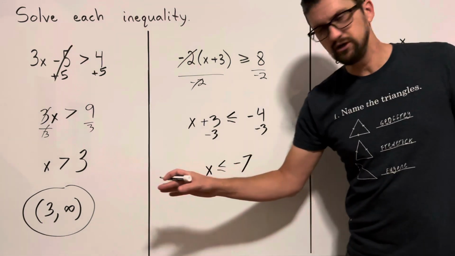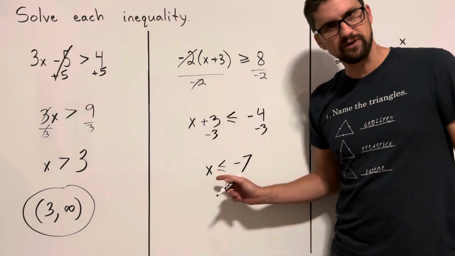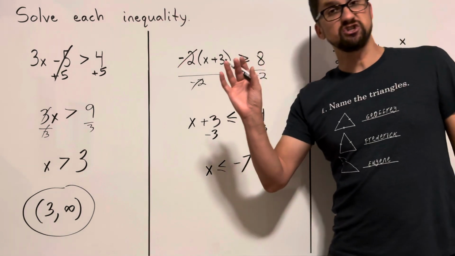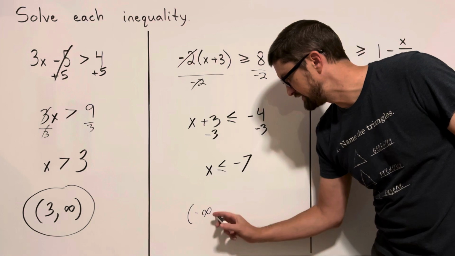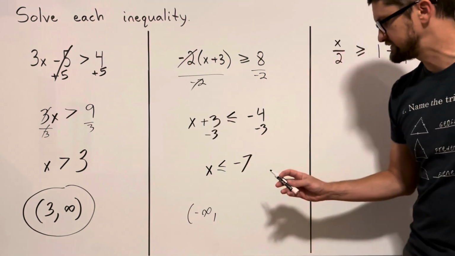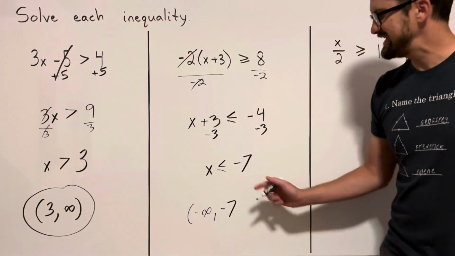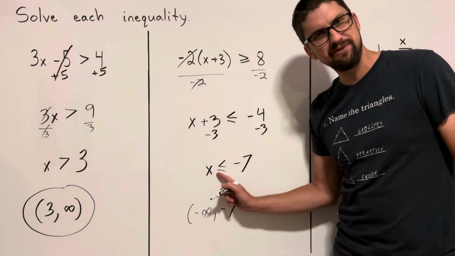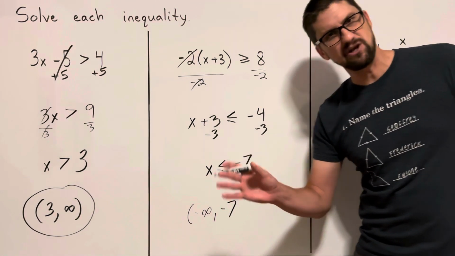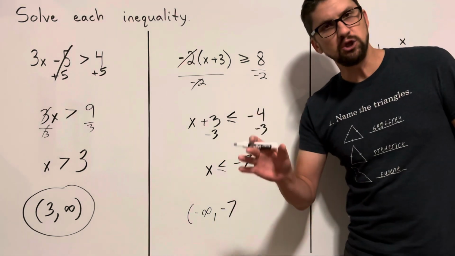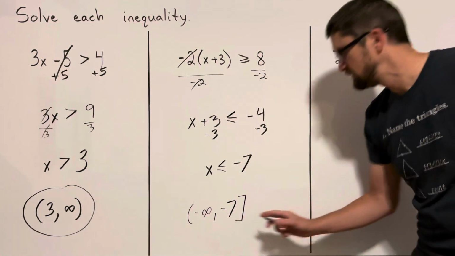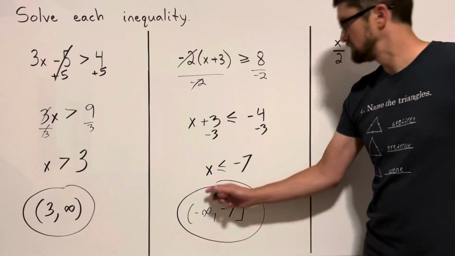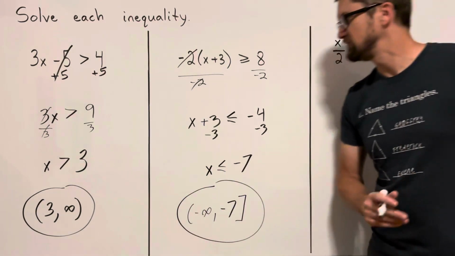Now interval notation here, since it's less than or equal to negative 7, the interval notation starts at negative infinity. So you're going to do parentheses negative infinity, comma, and then it goes up to negative 7. In this case, the negative 7 is included because we have an equal sign with the inequality. So when it's included, you use a square bracket. That's the answer to the second one.